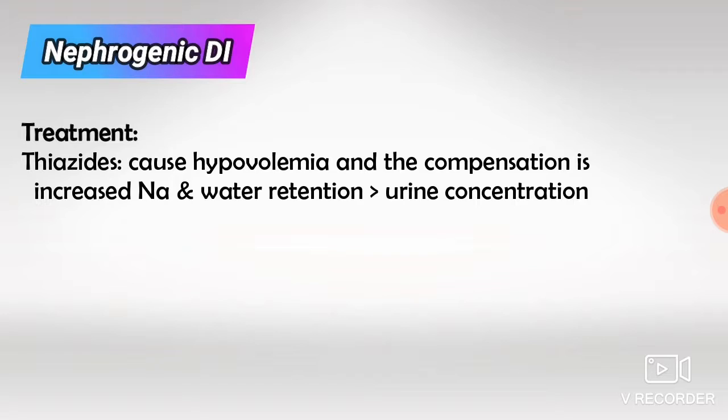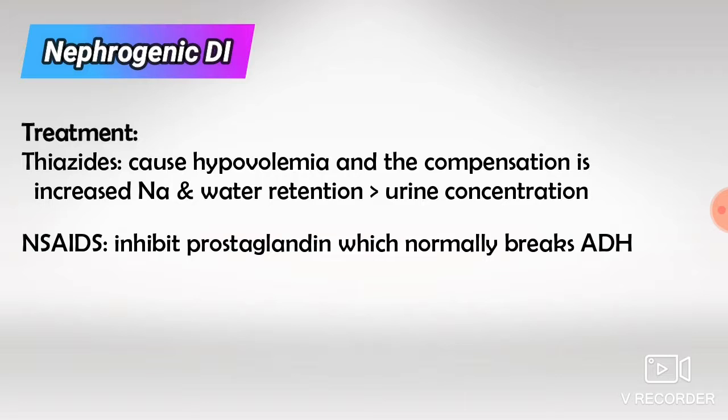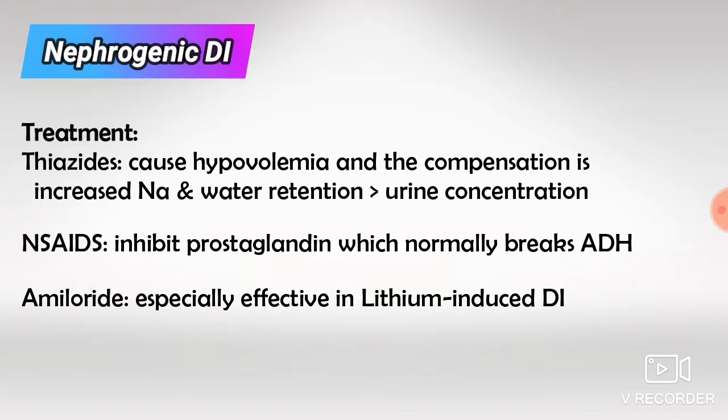The treatment of the nephrogenic type is a little bit tricky, so I'm going to try explaining each medication as we go on so you can memorize them better. Thiazides are used because even though they are diuretics, they cause concentrated urine. NSAIDs are used because they block prostaglandin, which normally blocks ADH. So NSAIDs salvage whatever ADH we have left. Amiloride is especially effective in lithium-induced diabetes insipidus, and it doesn't hurt to give hydration and salt restriction.